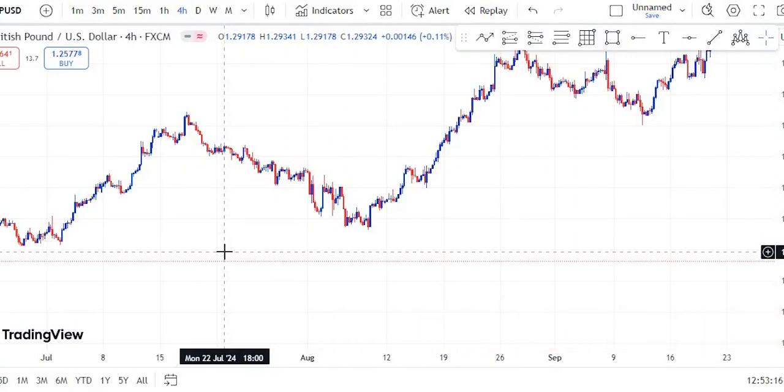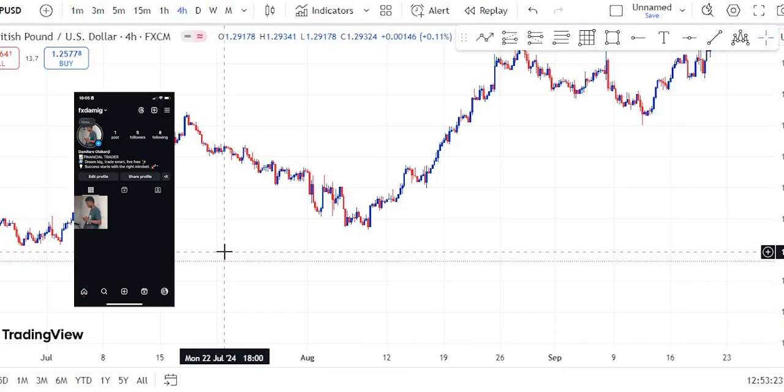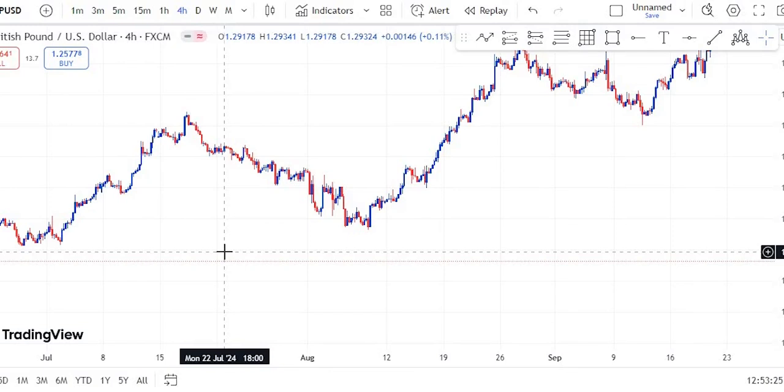Fair value gap. What is fair value gap? In layman's terms, it's just a gap in between three candles, and this gap usually gives a trading opportunity. So in this video, we're going to talk more about fair value gap, and how to make a lot of money using fair value gaps. With this strategy, only this fair value gap, you can make a lot of money.